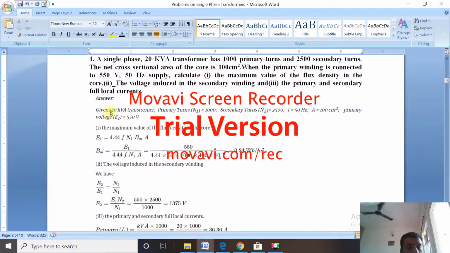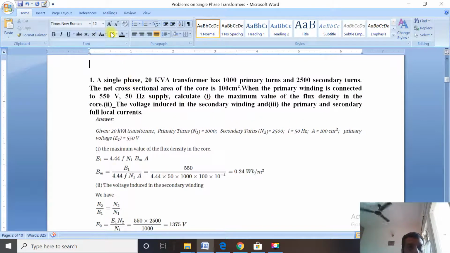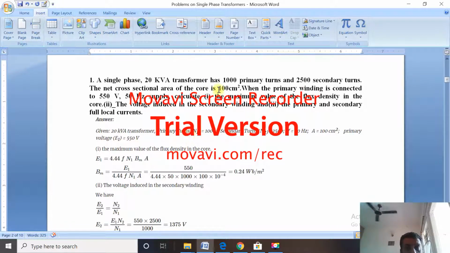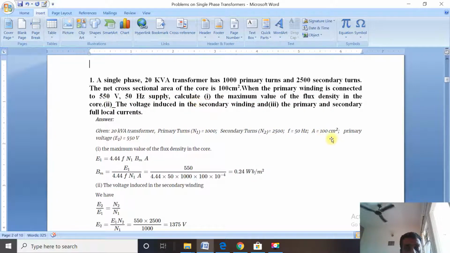Now, see here, the rating of the transformer is given: it is 20 kVA. Next, primary turns N1 is given, secondary turns N2 is given, frequency F is given, area 100 centimeter square is given, primary voltage E1 is given. What is E1? Primary voltage 550 volts is given.